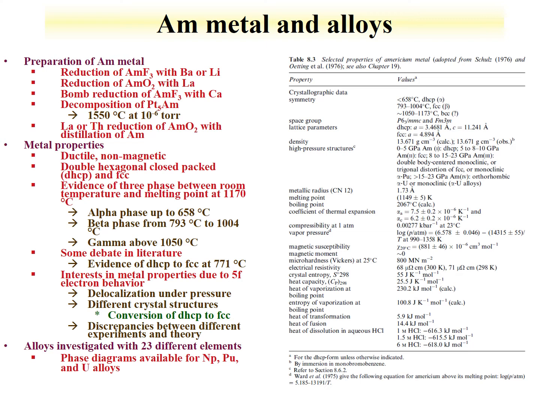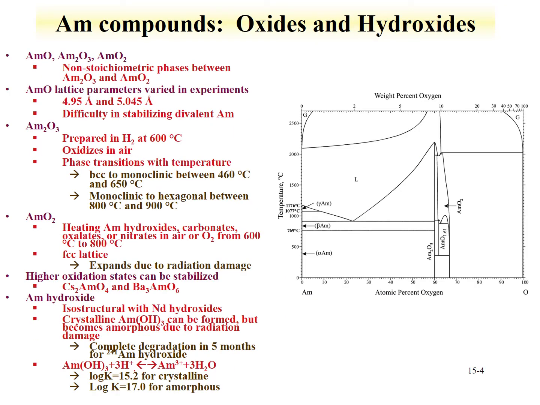A number of Americium alloys have been prepared. For the ones that are important for the fuel cycle, neptunium, plutonium, and uranium, those phase diagrams of the alloys are available. Other important Americium compounds for the nuclear fuel cycle include oxides and hydroxides.